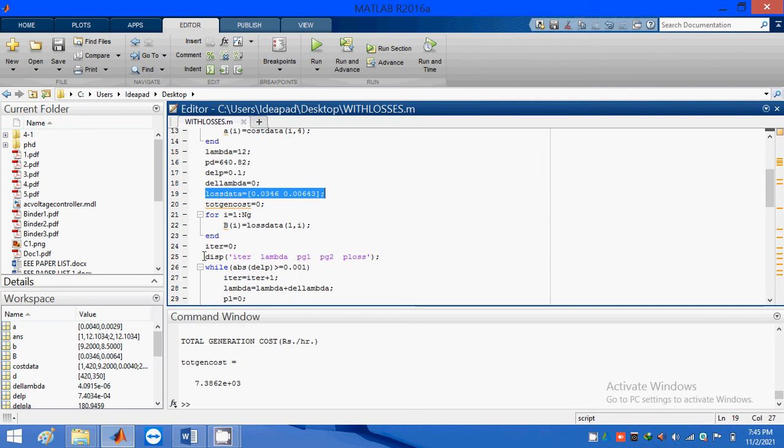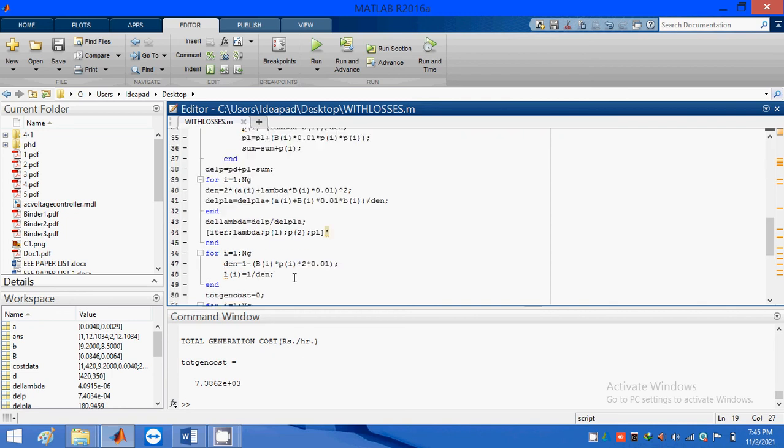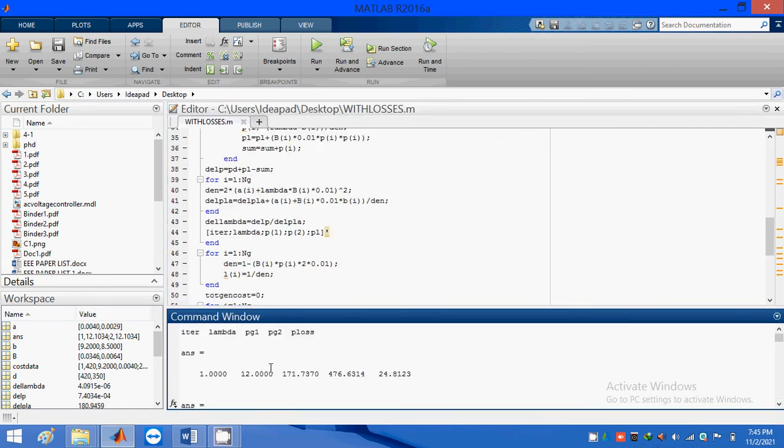While doing this, I get an answer for iteration 1: the lambda value, Pg1 value and Pg2 value, that means power generation at station 1, power generation at station 2, and the total transmission line losses. For the first iteration I have lambda value 12, power generation at unit 1 of 171 megawatts, power generation at terminal 2 of 476 megawatts, and losses of 24 megawatts.